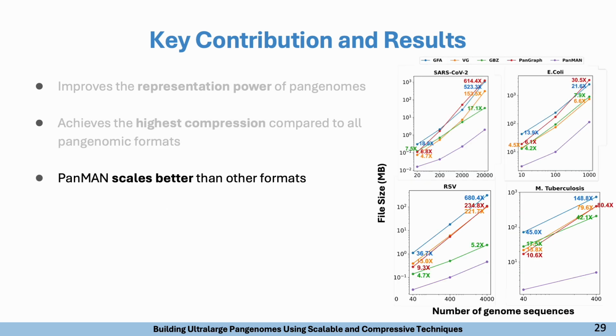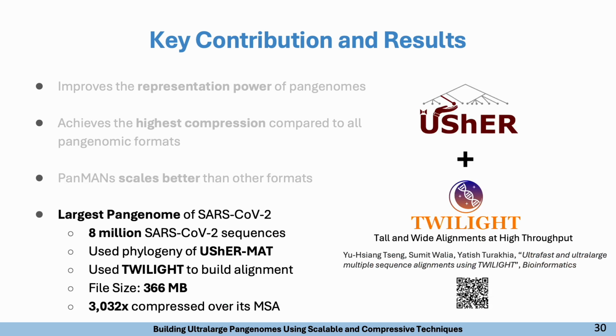Also, we observe that the scalability of PanMANs remains better than any other format across all pathogens. And to further support this argument, we are very excited to share that we have built the largest pangenome with SARS-CoV-2. This PanMAN contains more than 8 million genome sequences and the file size is only 366 MB. It provides more than 3000 times compression over its multiple sequence alignment.